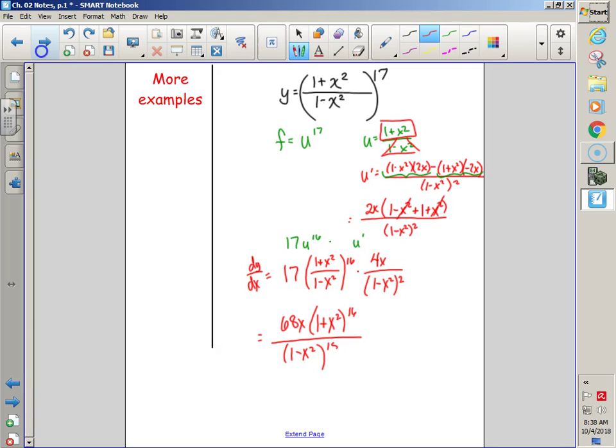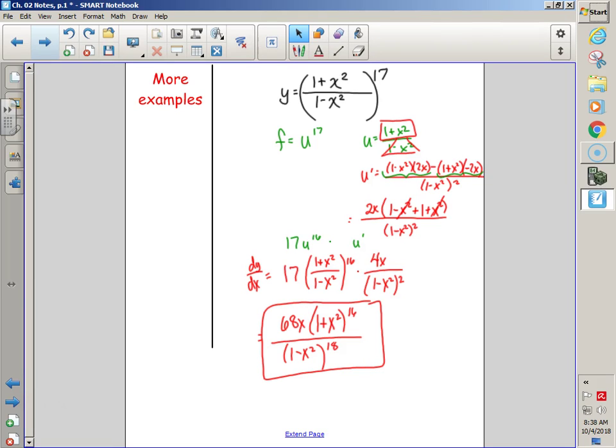Did that say over 18? Because it's to the 16th, to the 16th, and then there were 2 more, so then to the 18th. Where did you get the 18 from? Because when you raise this to the 16th, it's repeated 16 times. So the numerator is to the 16th and the denominator is to the 16th. And then there's 2 more. 16 plus 2 is 18. Like bases, yeah.